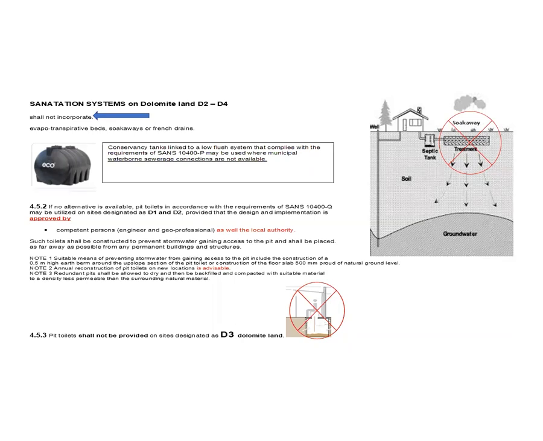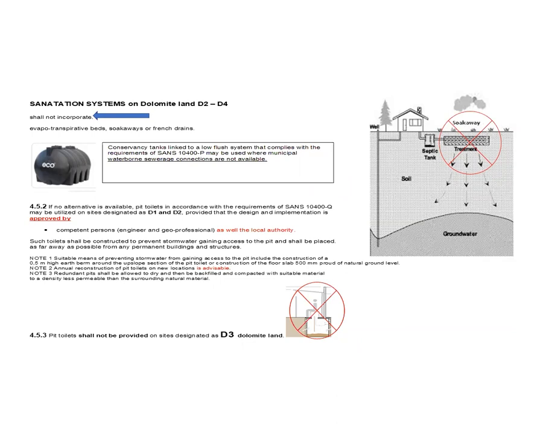In accordance with the requirements of 10400Q, they may be utilized, but only on sites that are designated as D1 and D2, provided, and this is an important part, that their design and implementation is approved by both the competent person, engineer or geoprofessional, as well as the local authority. Just make sure that both are covered and that you have approval from both. Toilets must be constructed to prevent stormwater gaining access into them. Makes perfect sense. You don't want to have sewage mixing with stormwater. You're going to fill it up, it'll just leach into the soil. It'll add to that dissolving of the dolomitic land.